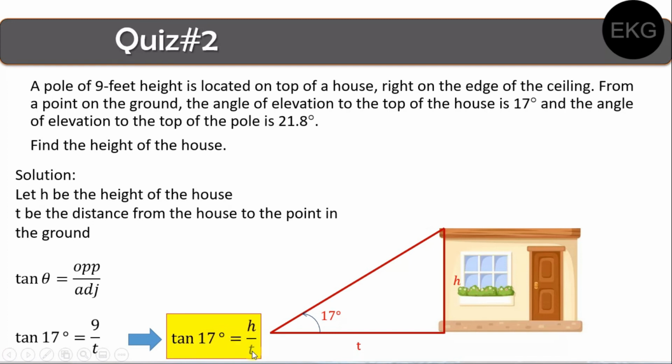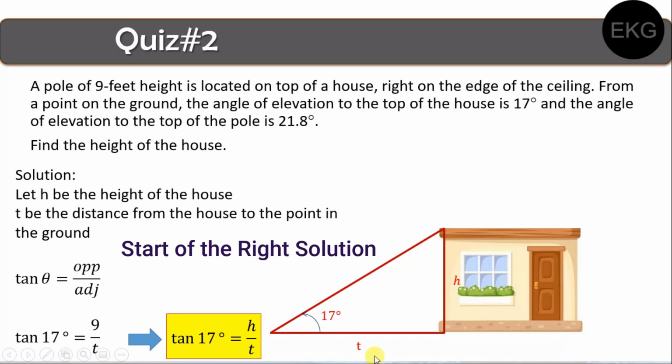And this will be the start of our analysis on solving this problem. Tandaan natin to. Okay? That for tangent 17 degrees, it's actually opposite over the adjacent side. H over t. Ito yung sakto.